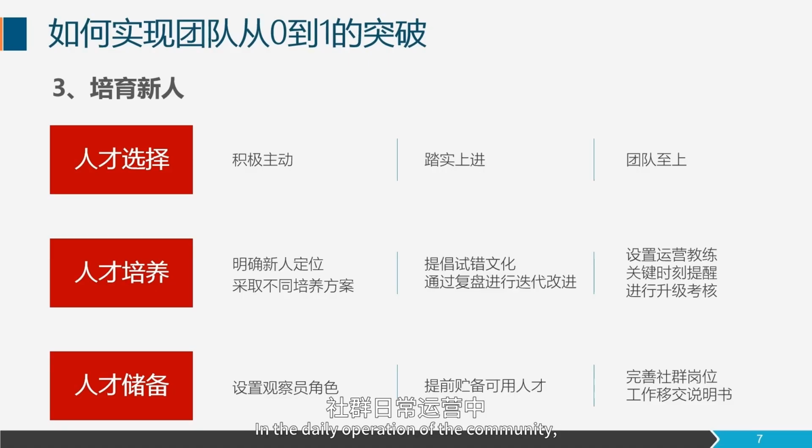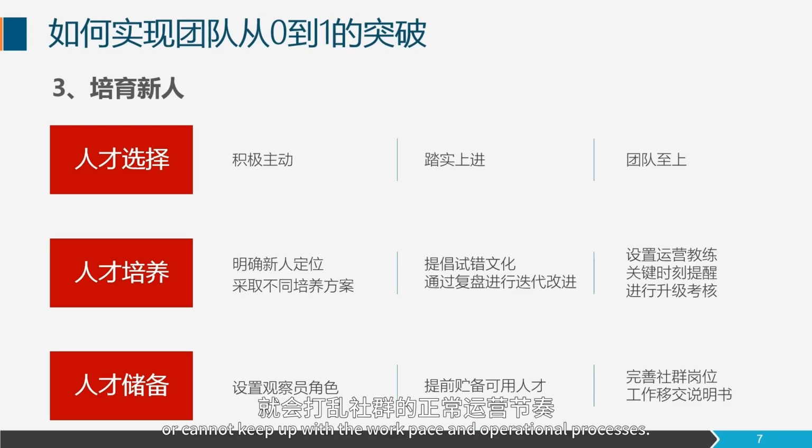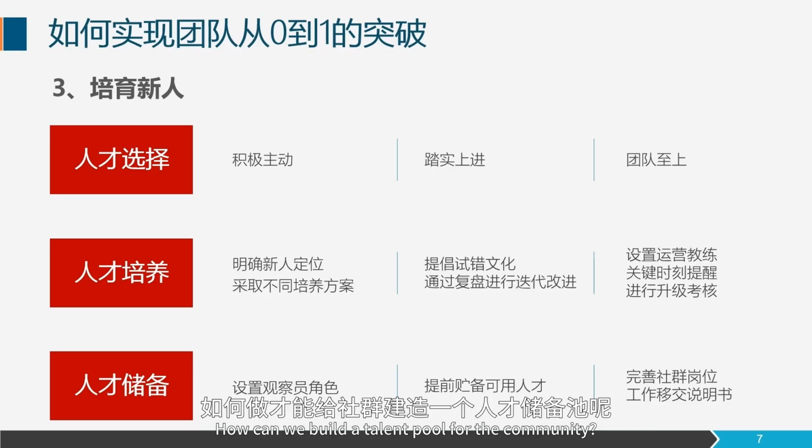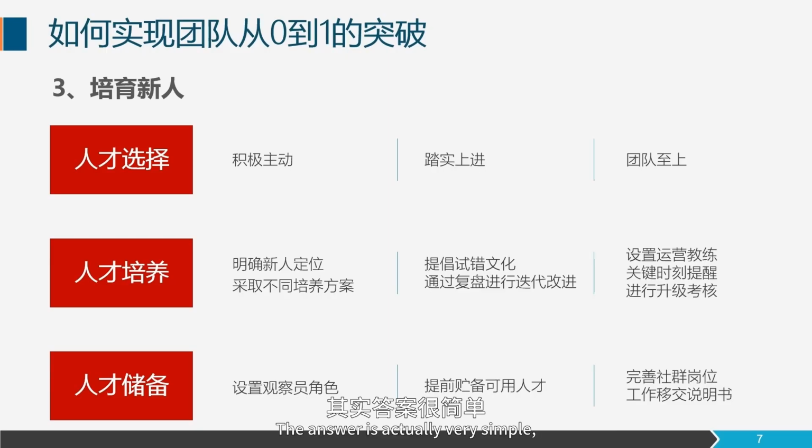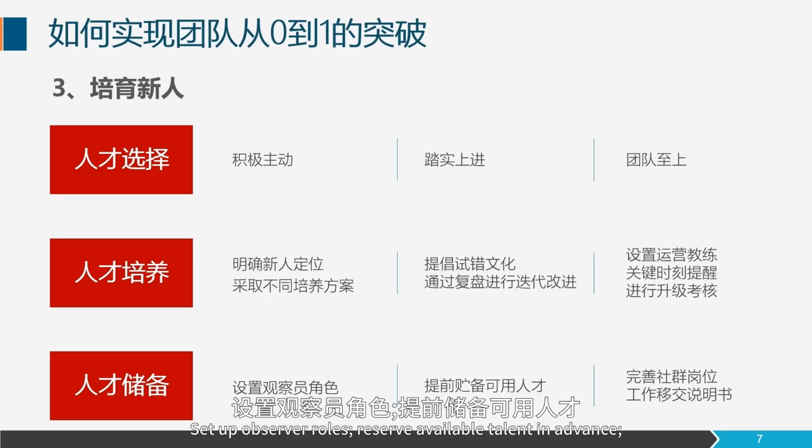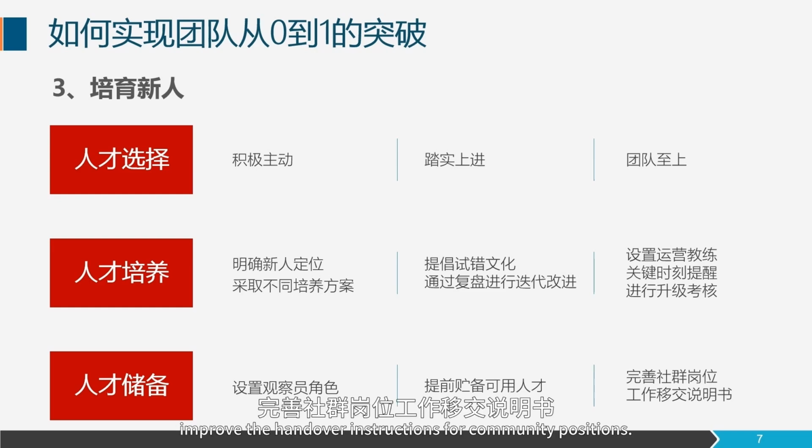In the daily operation of the community, talent reserves are very important. If the community does not have a talent reserve mechanism, once a staff member suddenly leaves, others may disrupt the normal operation of the community because they do not understand the work content or cannot keep up with the work pace and operational processes. How can we build a talent pool for the community? The answer is actually very simple. Just 3 key points. Set up observer roles. Reserve available talent in advance. Improve the handover instructions for community positions.